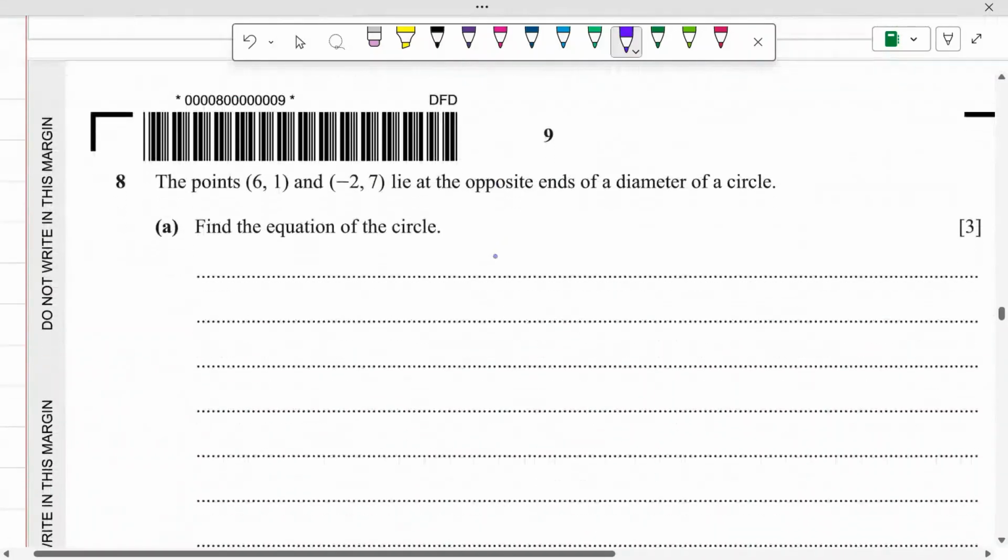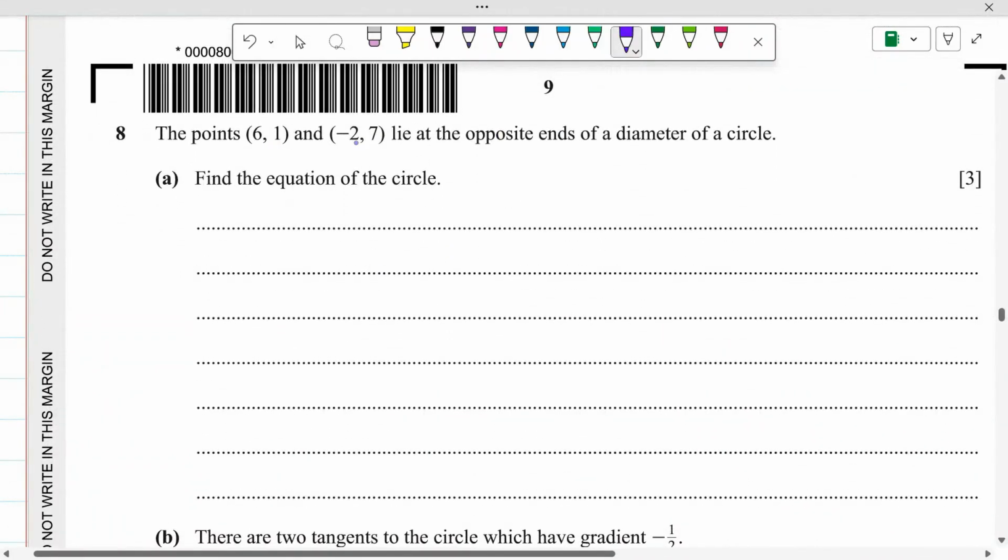Now let's move to question number 8. The points (6, 1) and (-2, 7) lie at the opposite ends of the diameter of the circle. Find the equation of the circle.